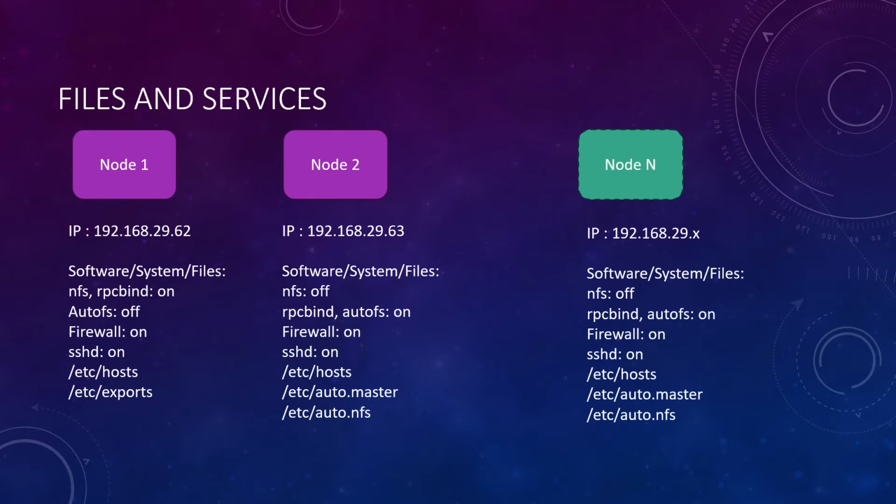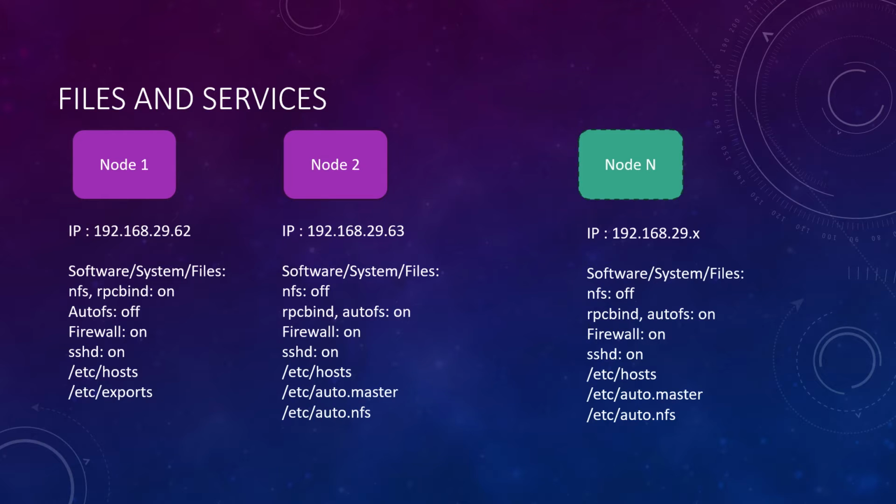Next, we'll explore the crucial files and services setup. On Node 1, with IP address 192.168.29.62, we have services like NFS and RPCBind enabled, while Autofs is turned off. The firewall and SSHD are both active. We'll configure the /etc/hosts and /etc/exports files on this node.